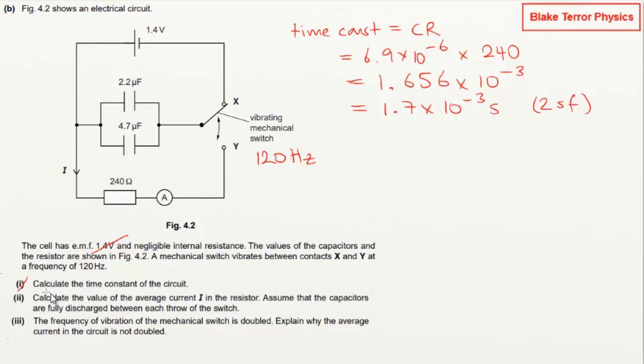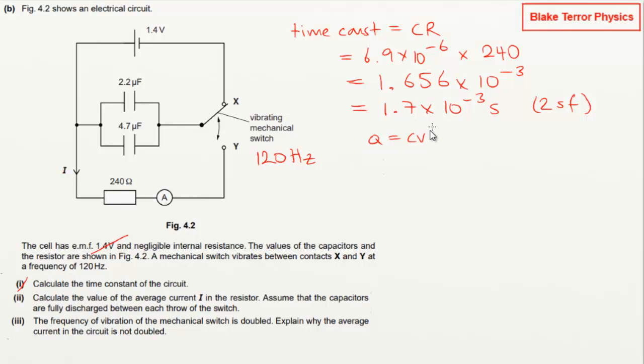Calculate the value of the average current I in the resistor. Assume that the capacitors are fully discharged between each throw of the switch. Right, so for average current, we need to get the amount of charge on the capacitor, because we've got two ways of working out charge.